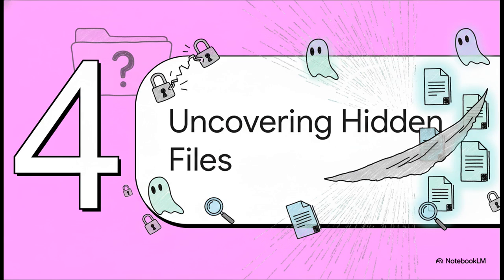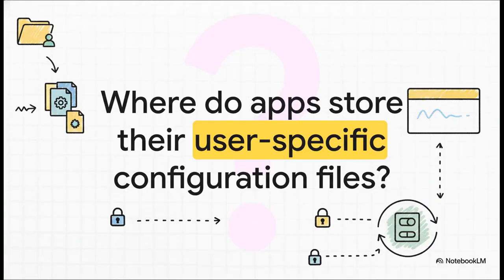Okay, now that you know how to look around, let's uncover a hidden layer of your computer. Turns out there are files and folders that are intentionally kept out of sight, tucked away from the normal view. Let's go find out why. I mean, think about it. All those ways you customize your apps, your themes, your settings, your personal preferences, where does all of that information actually live? It's got to be stored somewhere that's specific to you, right?